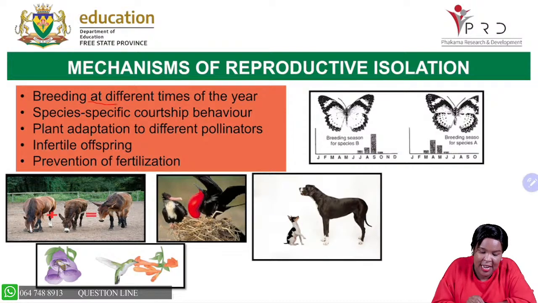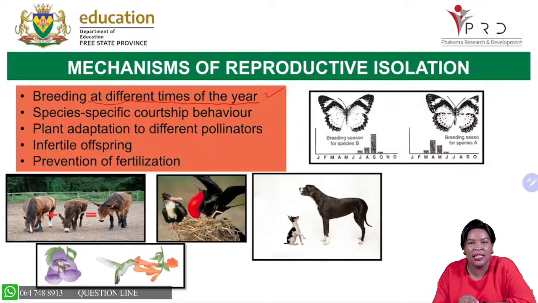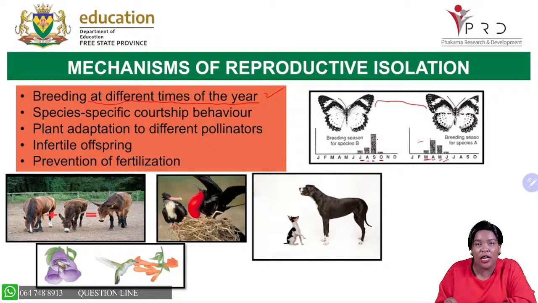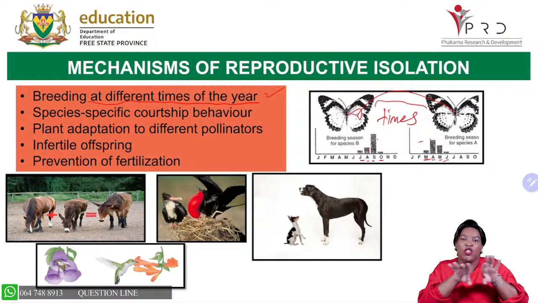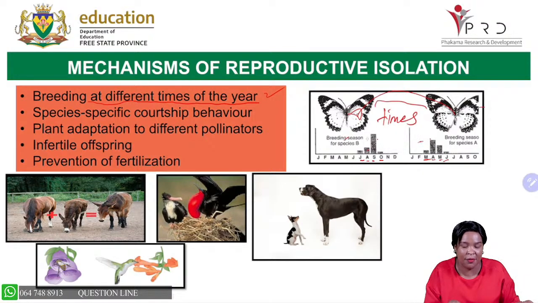First, breeding at different times of the year. This can isolate organisms from reproducing, because if one breeds during July, August, September, October, and this butterfly here, the second one, breeds during March, April, May, June, the times are not the same. So it means they will not be able to interbreed. Therefore, breeding at different times of the year is reproductively isolating the two species of butterflies.